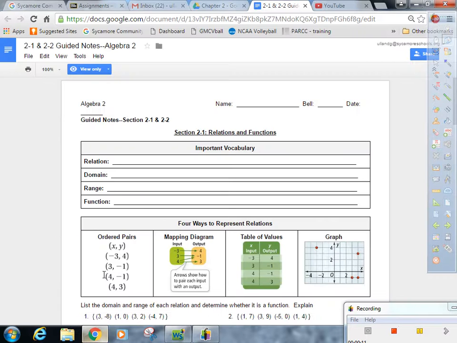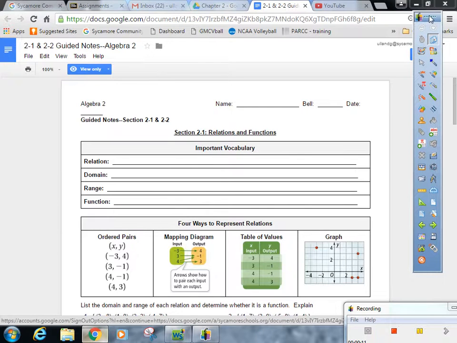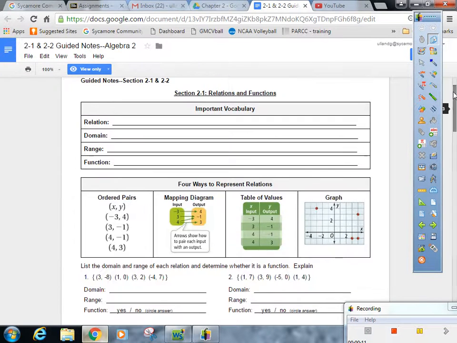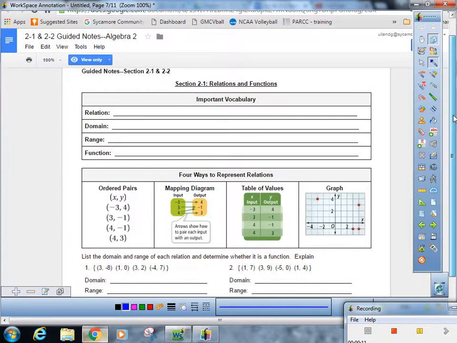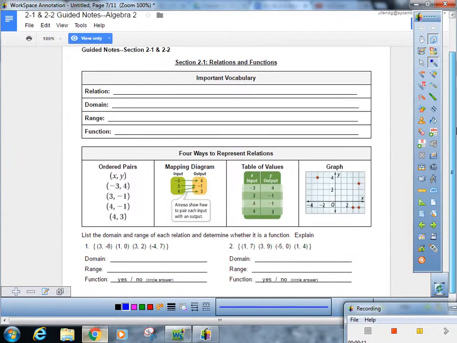Let's see if I can figure out how to do this. I forget how to draw over this. Okay. Well, we'll make it work.